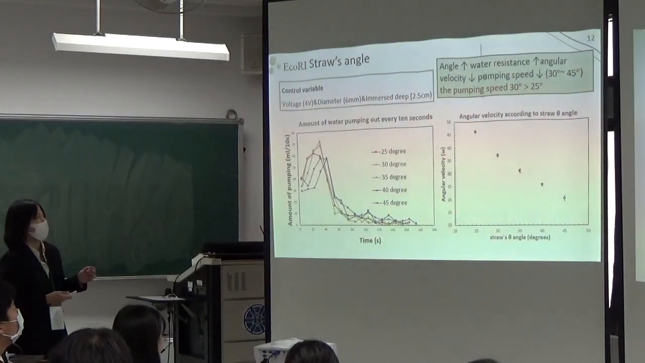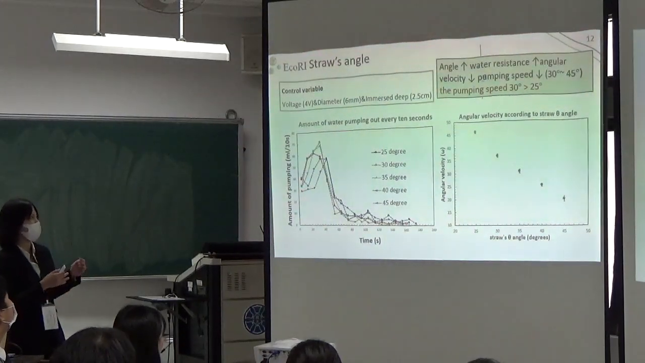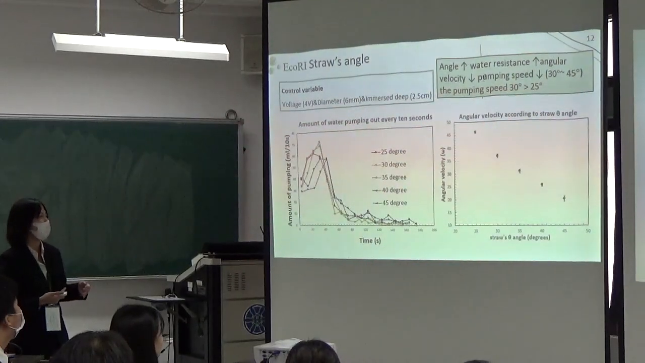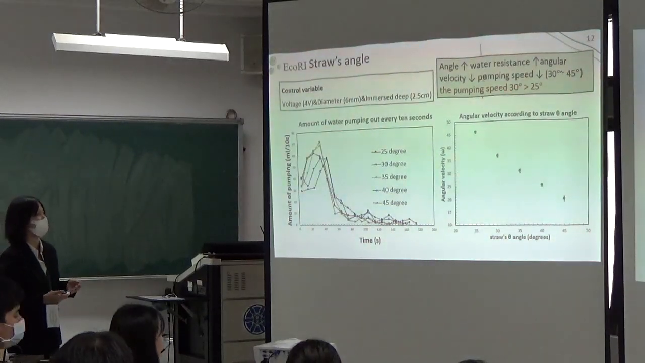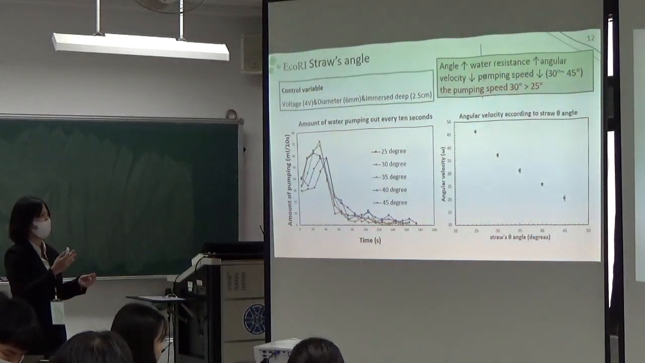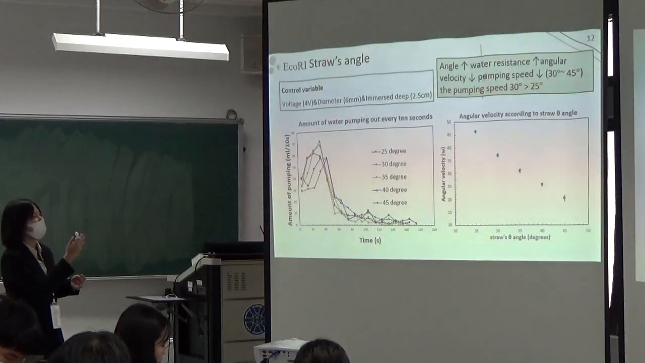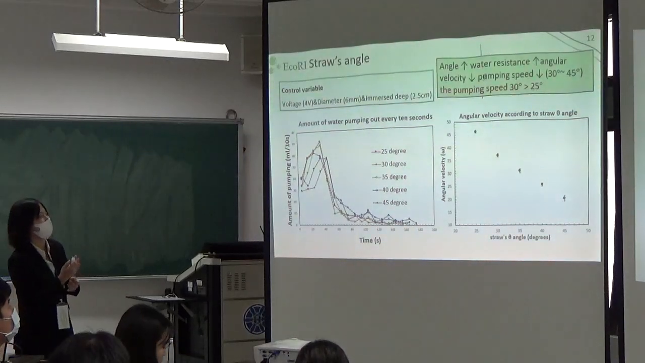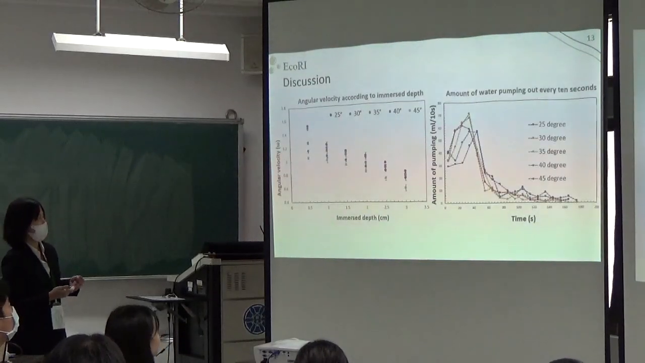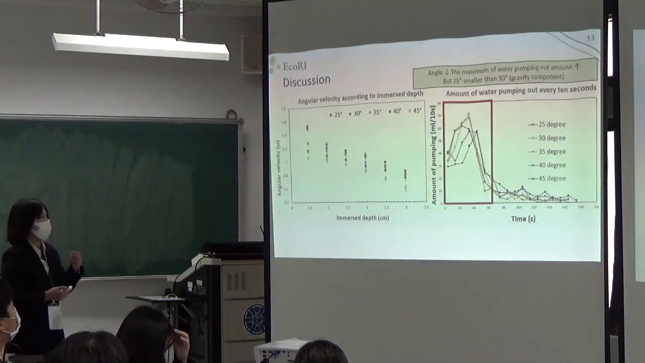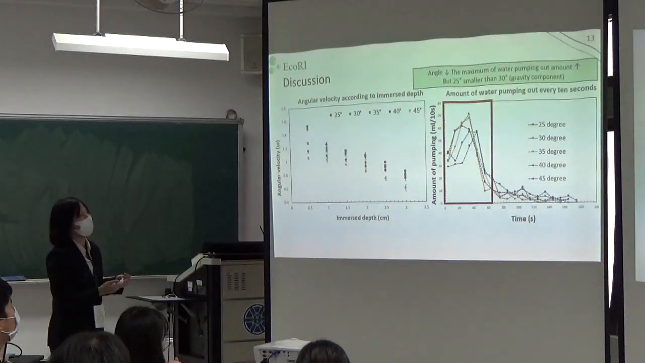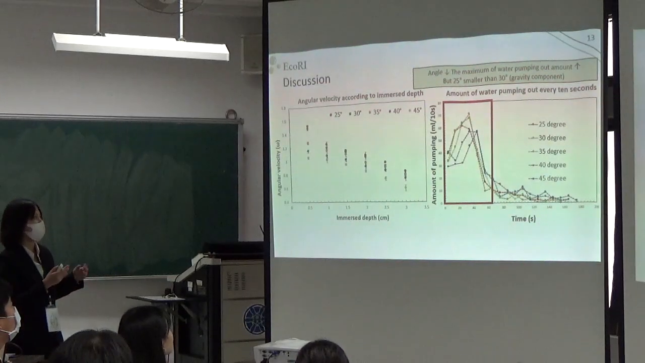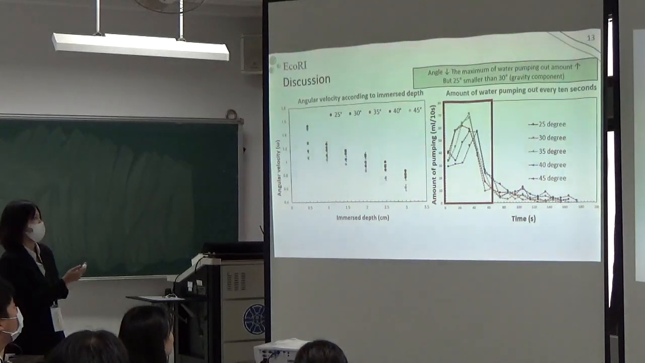So in our data, we can see that when the angle increases, water resistance increases, the angular velocity decreases, and the pumping speed will decrease. But this only happens from 30 degrees to 45 degrees. At 30 degrees and 35 degrees, the pumping speed is bigger than at 25 degrees, and we want to discuss that. From the chart, we can see that when the angle increases, the maximum pumping out amount will increase. But 25 degrees was smaller than 30 degrees and 35 degrees.